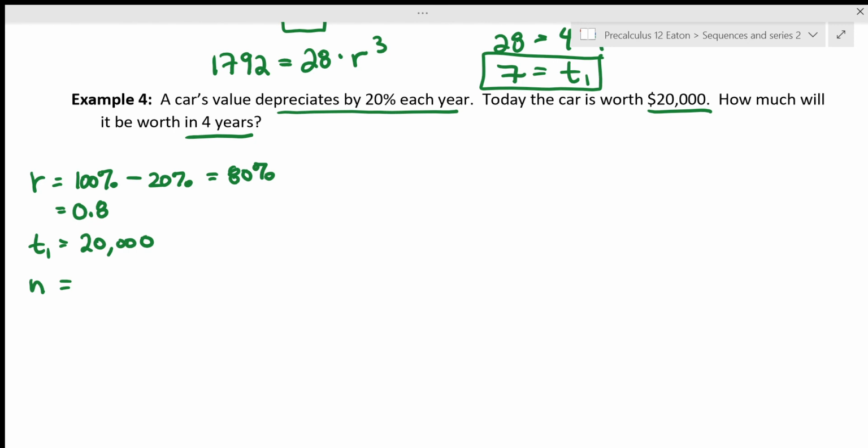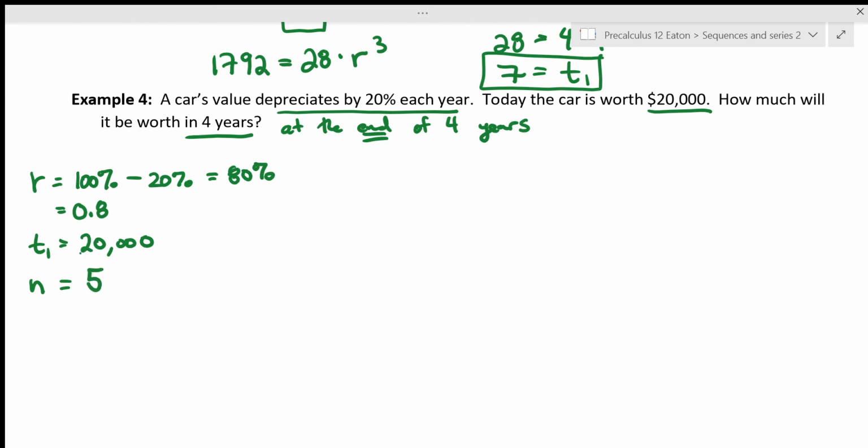So let's think about years. If we're starting today, after 1 year would be the second value. After 2 years would be the third value. After 3 years would be the fourth value. And after 4 years would be the fifth value, because we're talking about at the end of 4 years, not at the beginning of the fourth year. So at the end of 4 years, we've started at our 0. We're actually starting at 0 years from today. That's our T1. So the end of 4 years is our T5. So in this case, n is equal to 5.